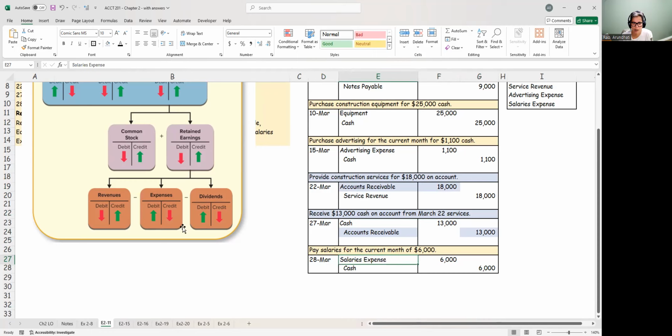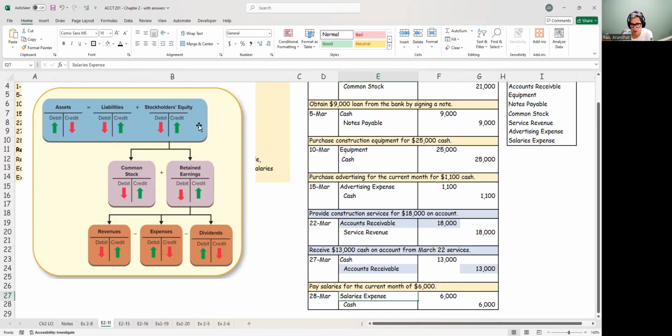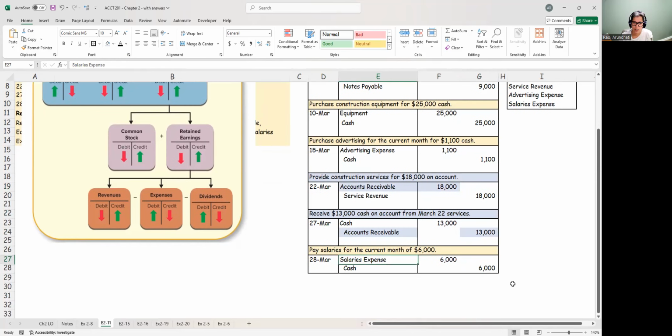Salaries expense debit. So an expense is debited, which means my retained earnings goes down, which means my owner's equity goes down. Cash decreased, owner's equity decreased. The accounting equation is in balance. Both sides have decreased by 6,000 because I made payment for the services of my employees. So this finishes up exercise 2-11, and soon we'll start with the next exercise.